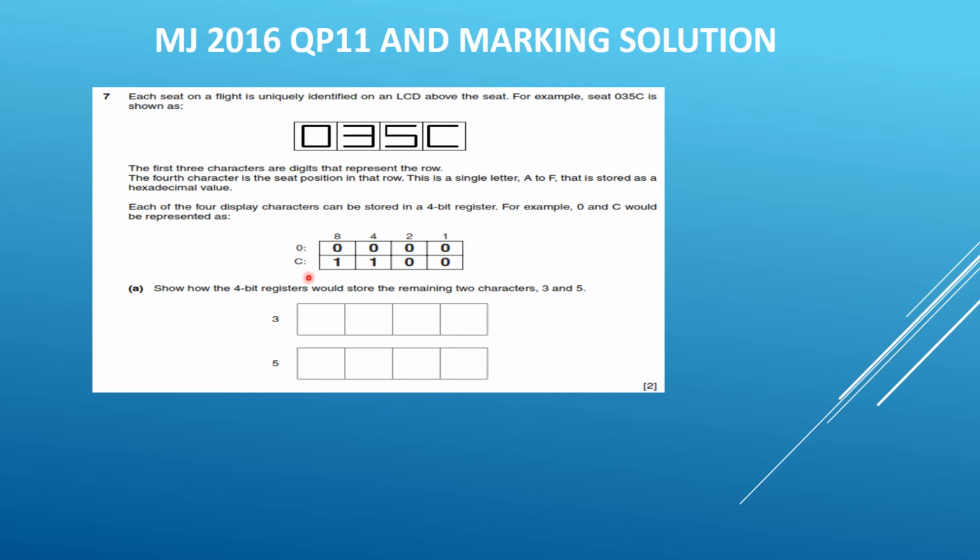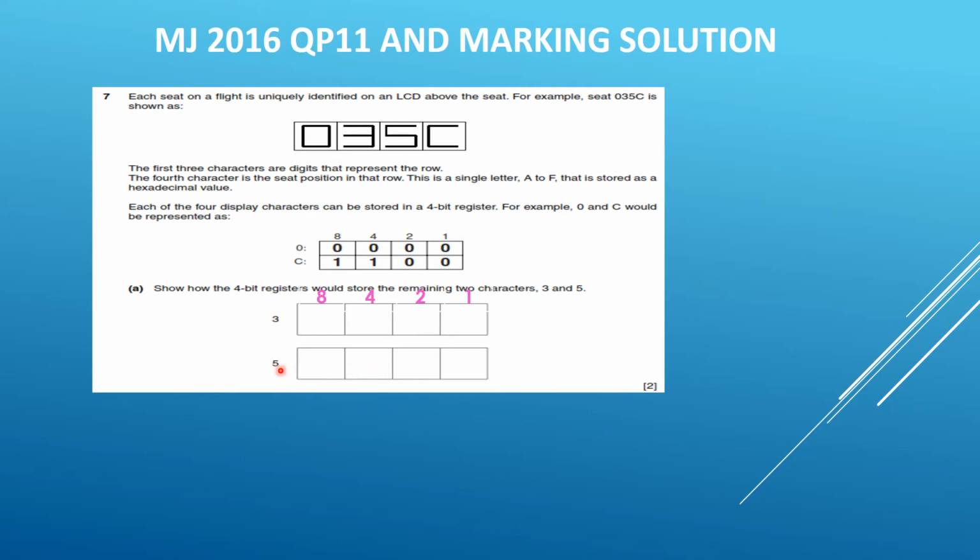Now part A asks us to show how the 4-bit register would store the remaining two characters 3 and 5. So we need to use here again the binary notation. So we'll put binary notation here 1, 2, 4, 8, and to get the value equivalent to 3 we will put 1 under the binary notation 1, and we will put 1 under the binary notation 2, and we will make the rest of the binary notations 0. So this is how we are going to get the answer 3.